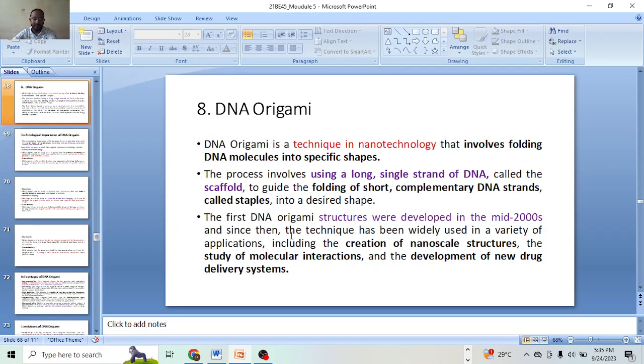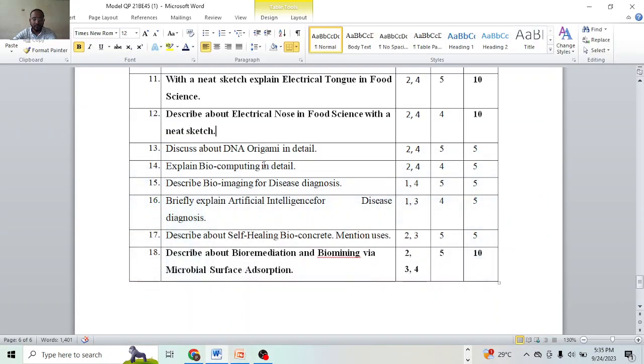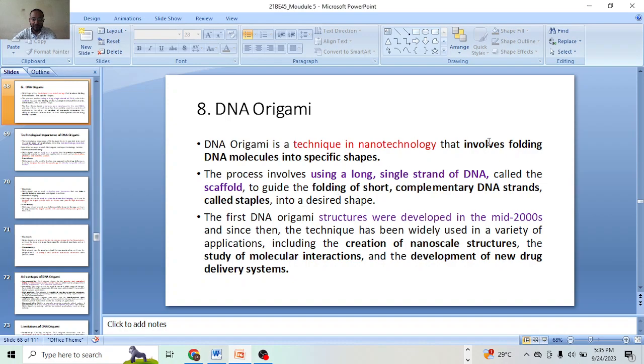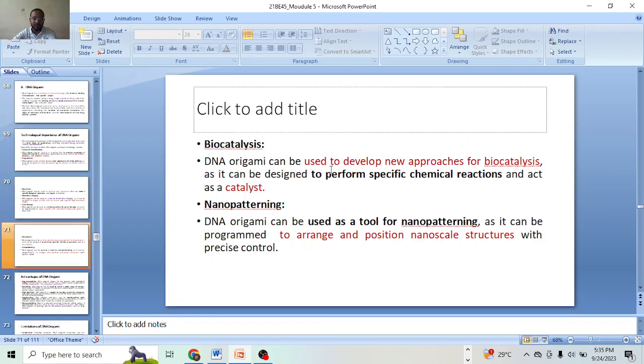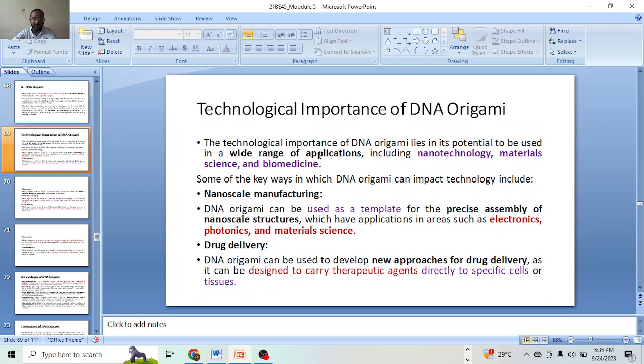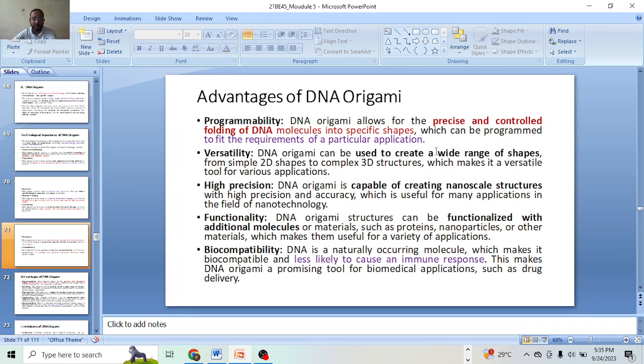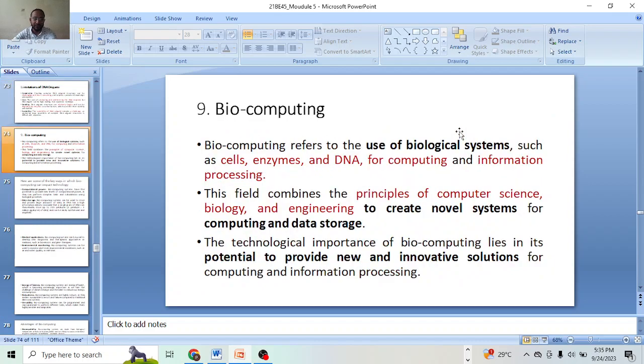Next, DNA origami. DNA origami can be asked for 5 marks. Introduction, what is the definition? The explanation can give you 2 marks. Technology behind, 2 marks. Next, the applications or where it can be used, the technological importance, can be given 2 marks. So 4 marks over. Next, advantages and limitations 1 mark, 5 over. The same thing can be explained in detail if it is asked for 10 marks, 8 marks or 7 marks.